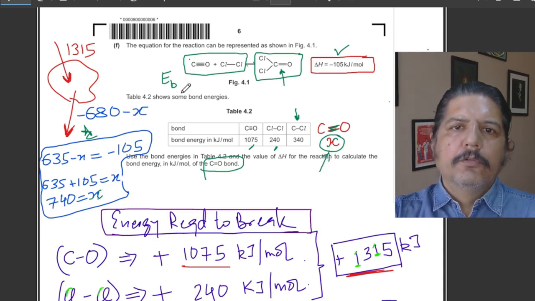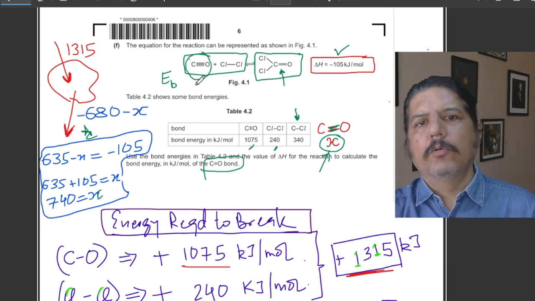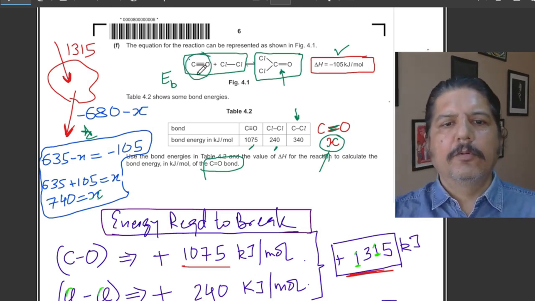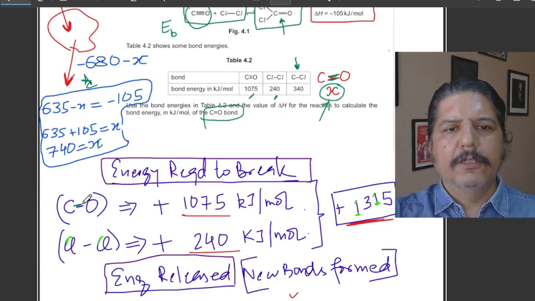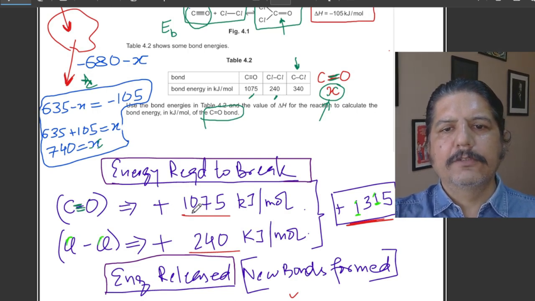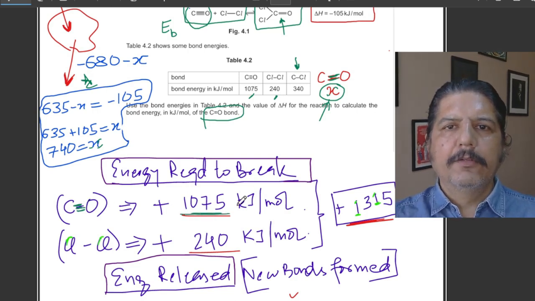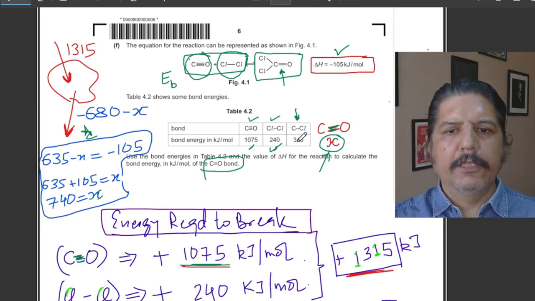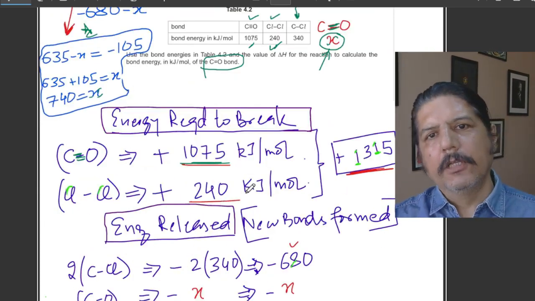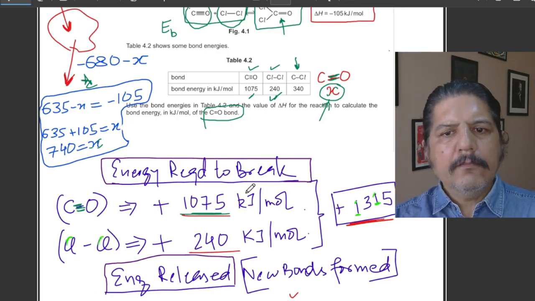So let's start. The first thing we need to do is calculate the bond energy required for the C triple bond O. This is the amount of energy which has to be put in the system, 1075. Then the second bond is Cl-Cl. For Cl-Cl also they have given the bond energy, which is 240. I've put it here, 240 kilojoule per mole.